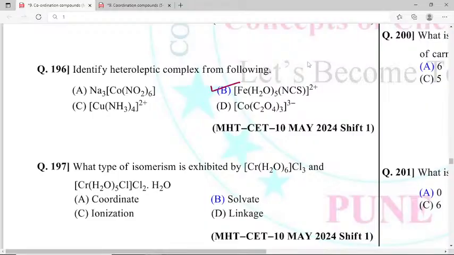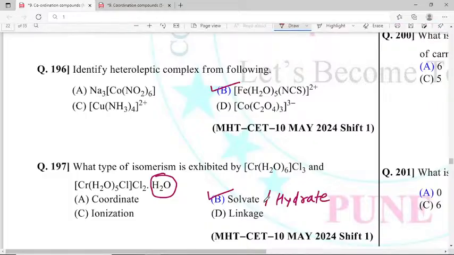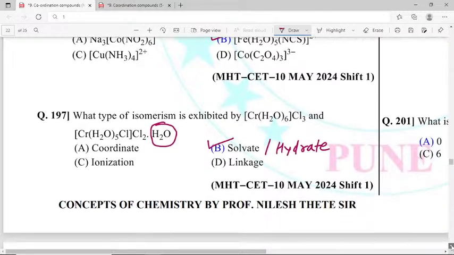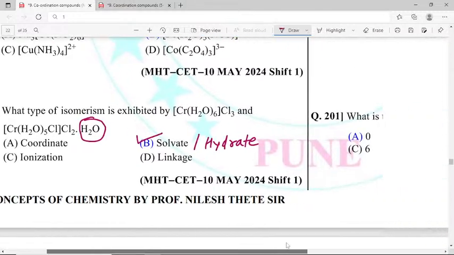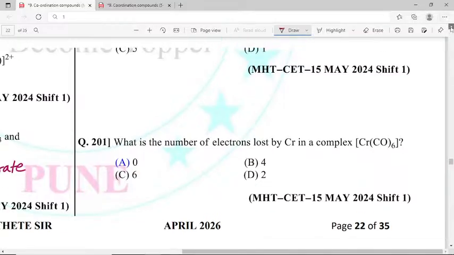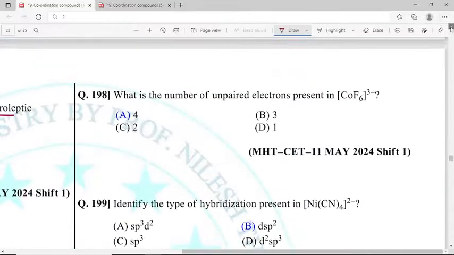What type of isomerism is exhibited by the two Cr(H2O) complexes? Water inside, water outside. Solvate, also called hydrate isomerism. If water is inside and water is outside, it is called solvate or hydrate type of isomerism.